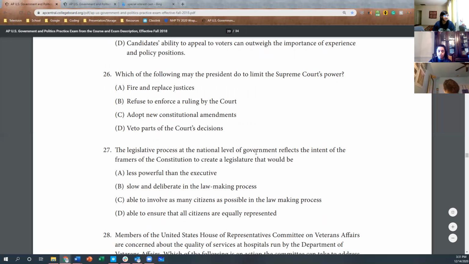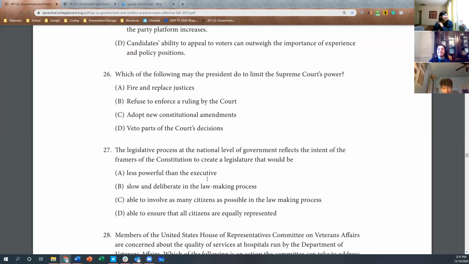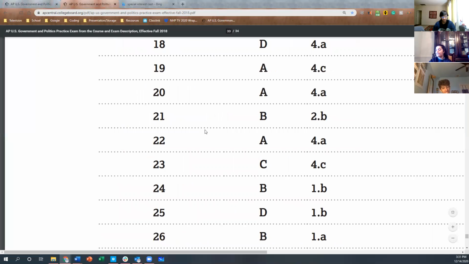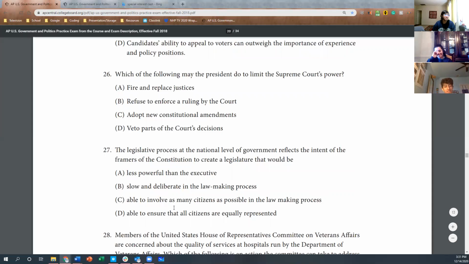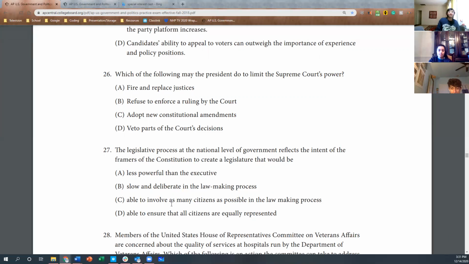The legislative process at the national level of government reflects the intent of the framers to create a constitution, to create a legislature. That would be not A. I think it's slow and deliberate in the lawmaking. Yeah. I remember this one got a lot of us in the beginning when we took this unit test. Slow and deliberate in this question means thorough, basically. Thorough, yes, and also really slow. Which is a good thing. It was very intentional. Sometimes it seems like a bad thing because it prevents us from getting stuff done, but it was very intentionally done.